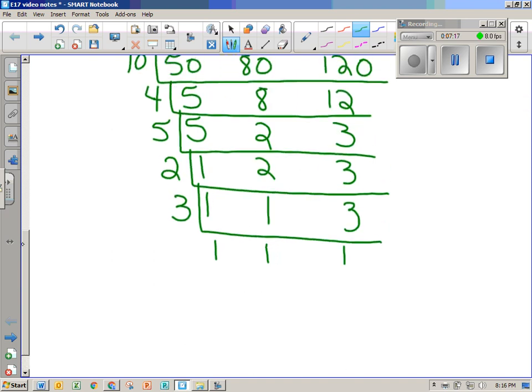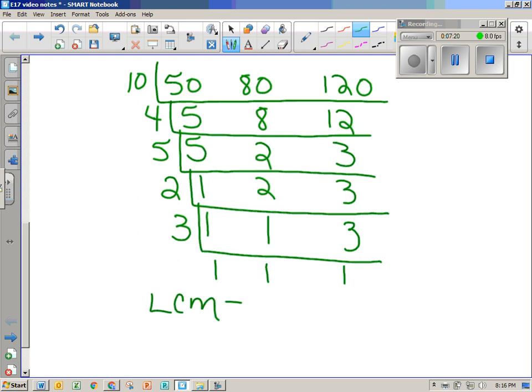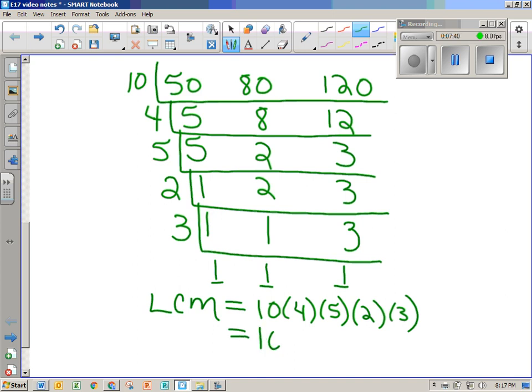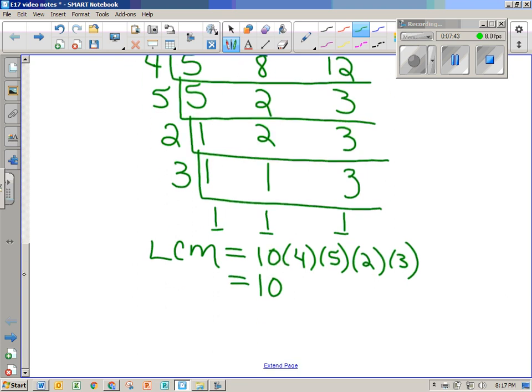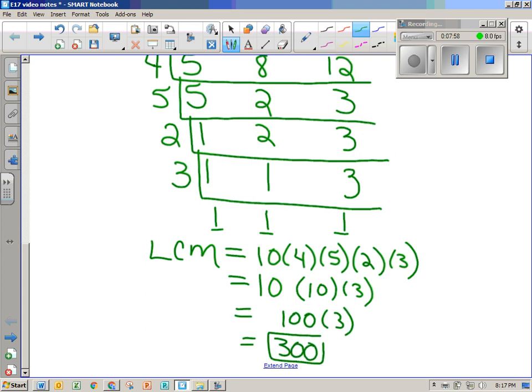So my LCM would equal 10 times 4 times 5. Do not leave out this step. 2 times 3. It's not really necessary for me to put times 1 times 1 times 1 because it doesn't affect the product. Now here, I'm going to leave the 10. It's easy to multiply things by 10 later. So I've got 10 here. Oh, this is convenient. 5 times 2 is 10. So I'm going to have 100 times 3, which is 300.